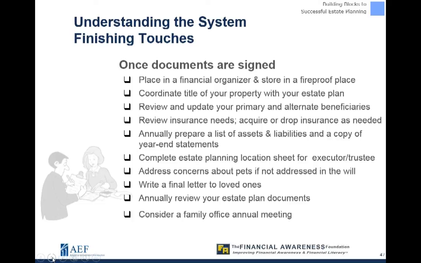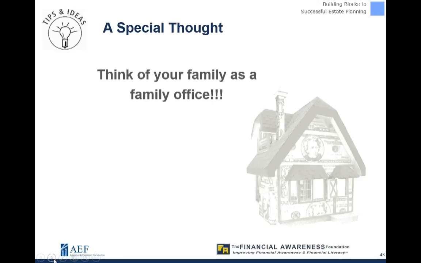And this was having like a location sheet that doesn't necessarily have primary information in it, like your Social Security number or driver's license, but a location sheet that says you can find my estate planning documents in a financial organizer, in a fireproof safe at home. You can find my annual financial statements in that organizer. You can find my tax returns in that organizer. It gives you the tools to be able to keep things together.